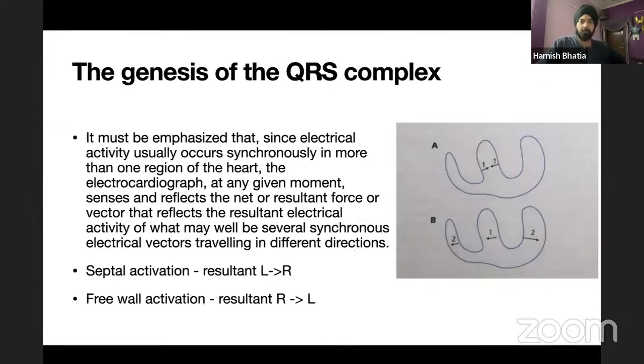Okay, yeah. So the genesis of the QRS complex. This slide is very important. Please try to understand it. How does the QRS complex generate? After the impulse has traveled from the SA node to the AV node, now it has to travel through the bundle of His and Purkinje fibers.